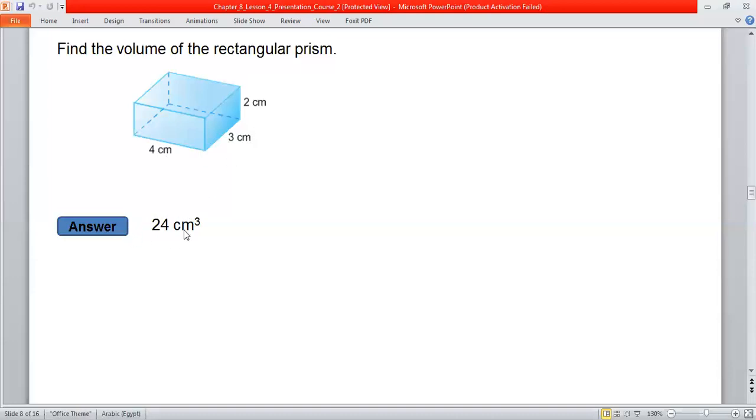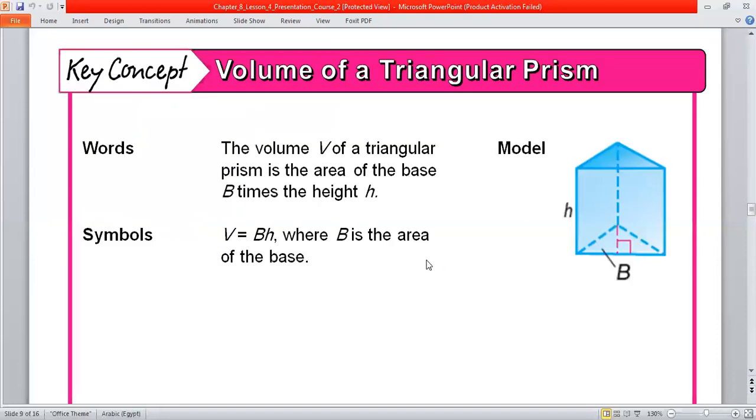So I will multiply the three dimensions together, Muhammad: 4 by 3 by 2, length by width by height. 2 by 3 equals 6. 6 by 4 equals 24. Okay. Look with me at the second solid we have today.